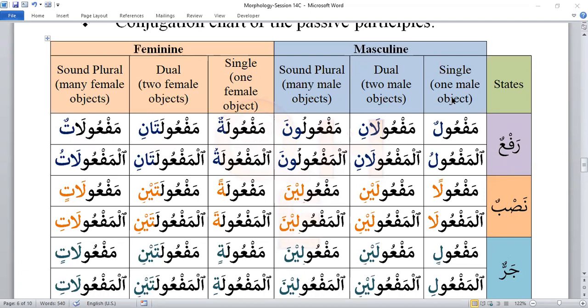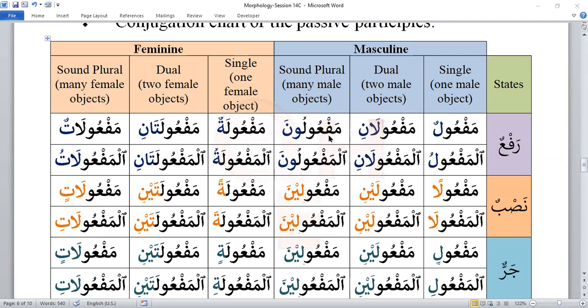For singular, one male as an object, maf'ulun. I'm reading it on a continuing basis. So maf'ul is the basic conjugation. At the end, we have dhammatain because it's the state of raf'a. That's why. Okay. Now let's go over the dual male objects.